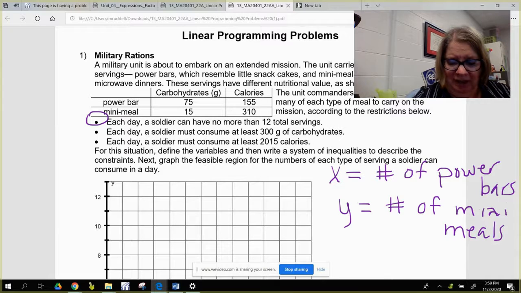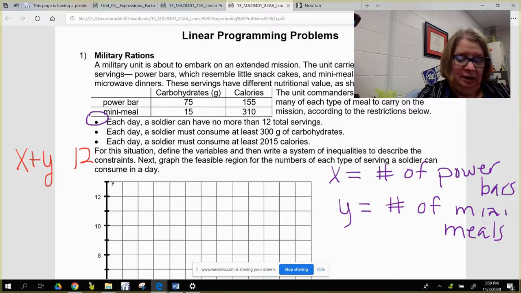And then we're going to write an inequality for each bullet point, each constraint, each guideline. So the first one says each day a soldier can have no more than 12 total servings. What do we do with the number of power bars and the number of mini meals to get a total? We would add those together. So X plus Y, no more than 12. So this X plus Y, can it be 13 or 14? No, because it's no more than 12. But could it be 10 or 9? So that's going to be less than or equal to.